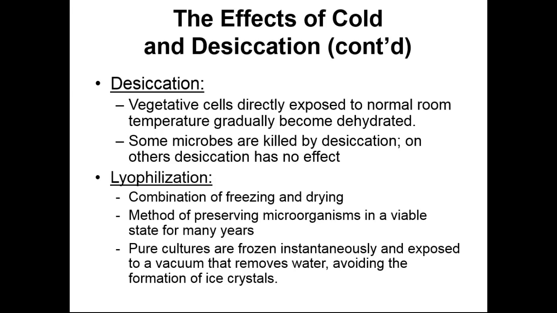If we have a pure culture, we'll flash freeze them, typically in liquid nitrogen, and then expose them to a vacuum that removes the water. Liquid nitrogen is great because that flash freezing from the liquid nitrogen causes there to be incredibly tiny and small ice crystals. And then by exposing this flash frozen sample to a vacuum pump, we suck off the water through sublimation and then reduce the ability of larger ice crystals to form later on in the process.